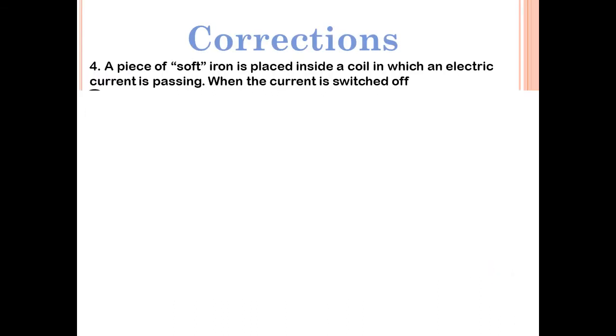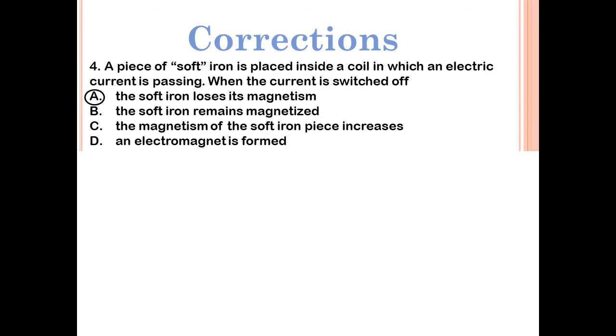Then number 4, a piece of soft iron is placed inside a coil in which an electric current is passing. When the current is switched off, so we are looking at a type of magnet which is normally made by passing current through a coiled wire. In this type of magnet, once you switch off the current, the material which has gained magnetism will automatically lose its magnetism. So letter A qualifies to be the right answer.